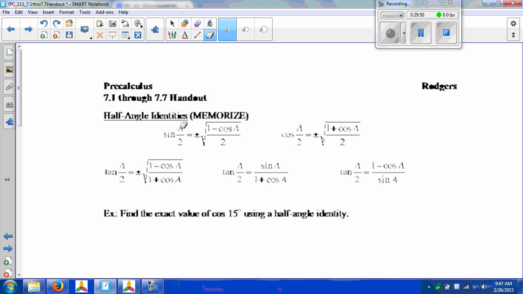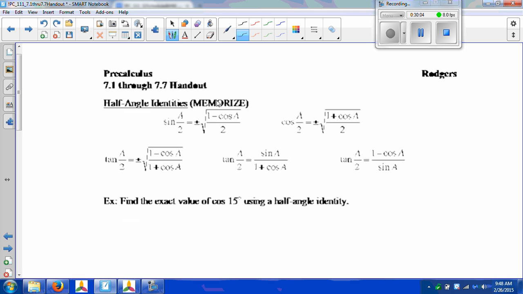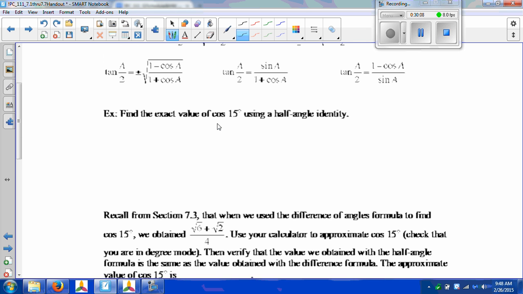Everybody gets confused by this a over 2, and it is not the sine of a and then all divided by 2. This a over 2 is actually inside the sine. And again, you can't touch the inside of a trigonometric function without a formula or an identity.